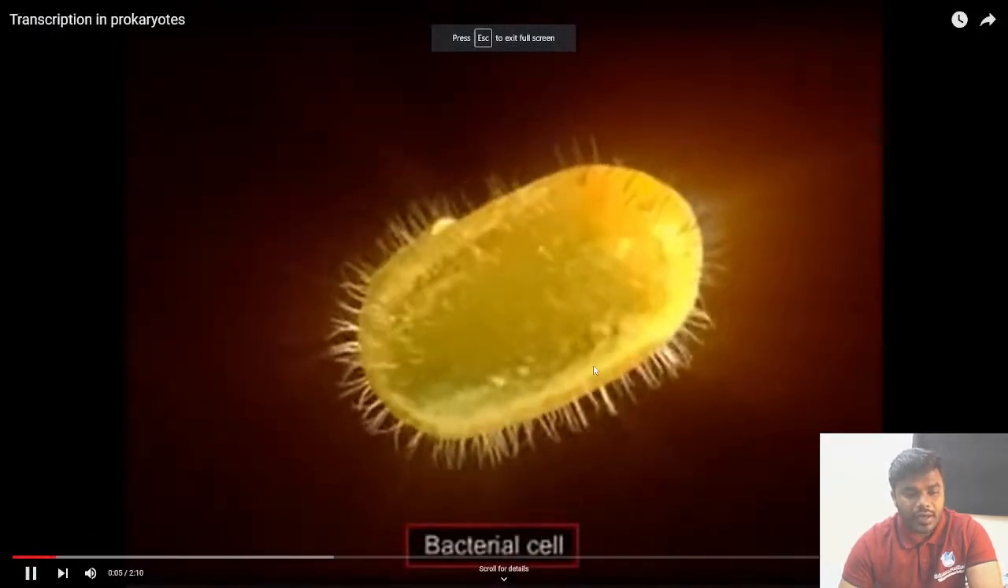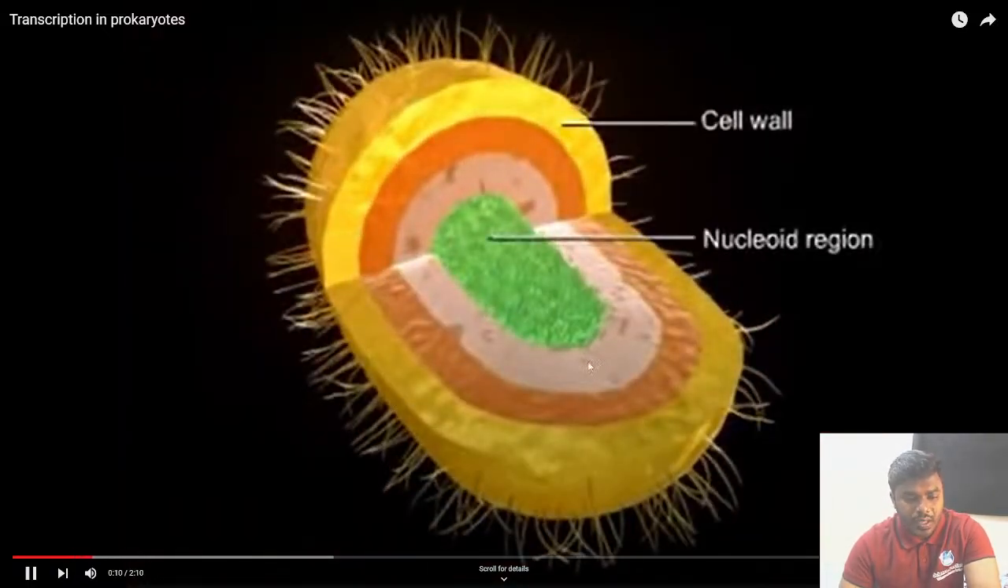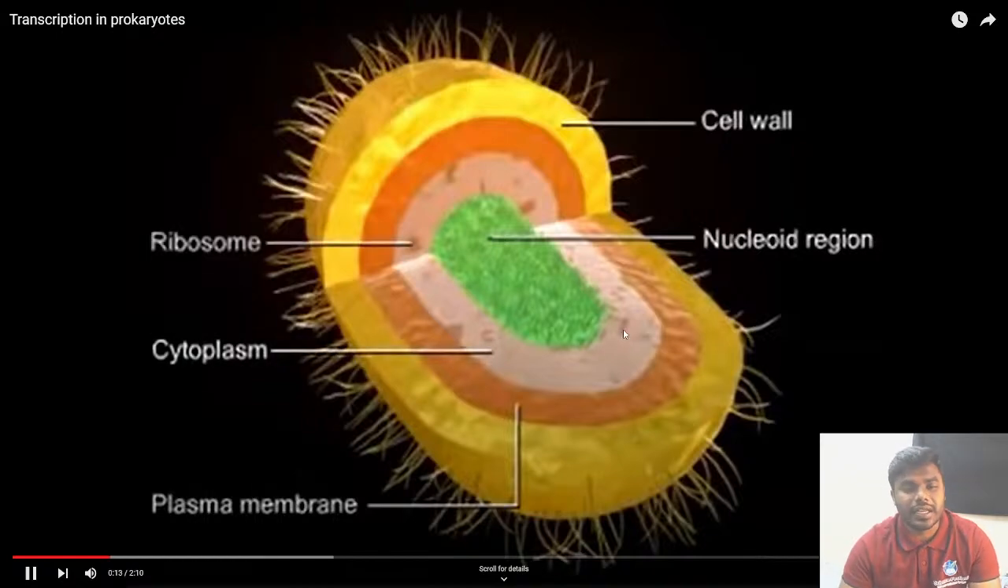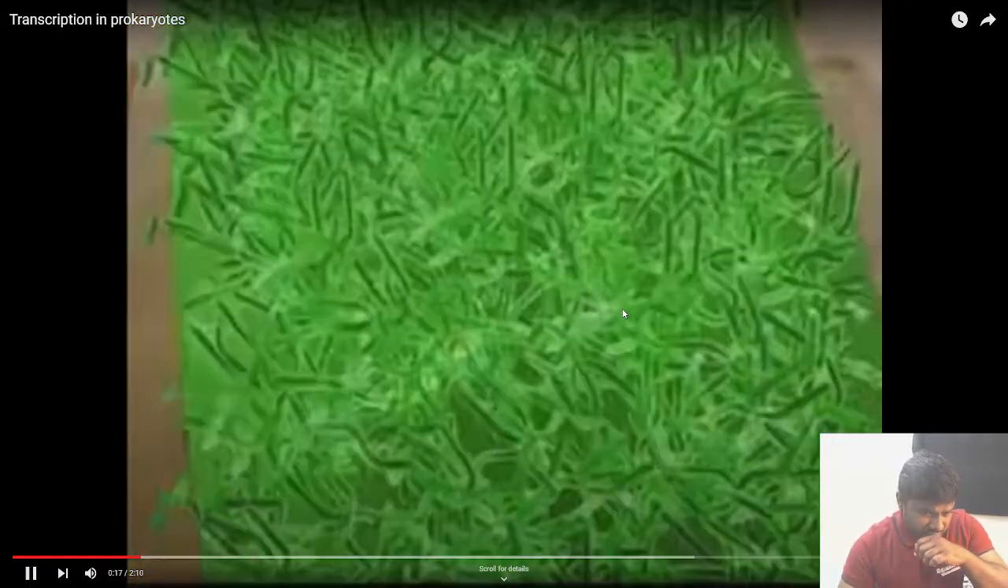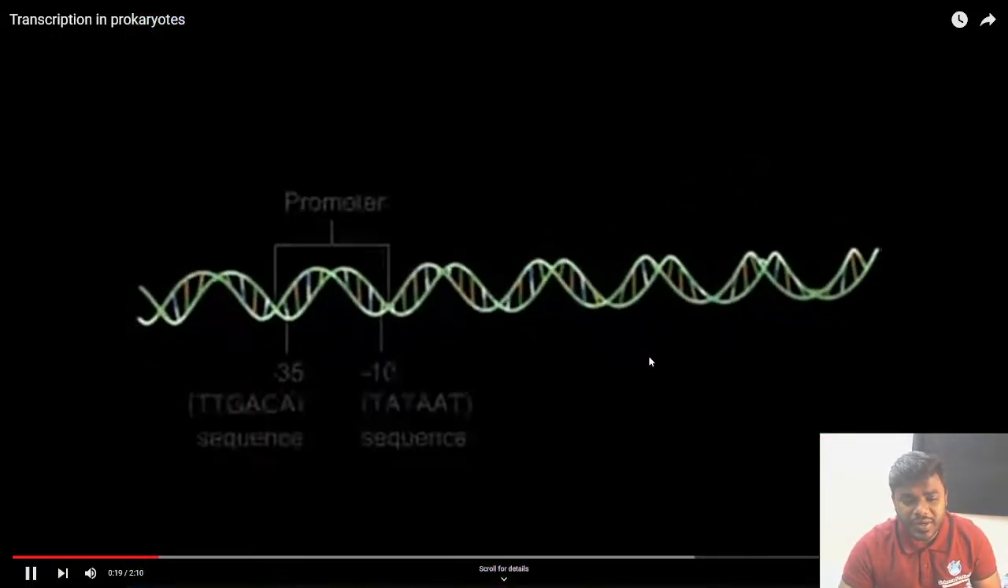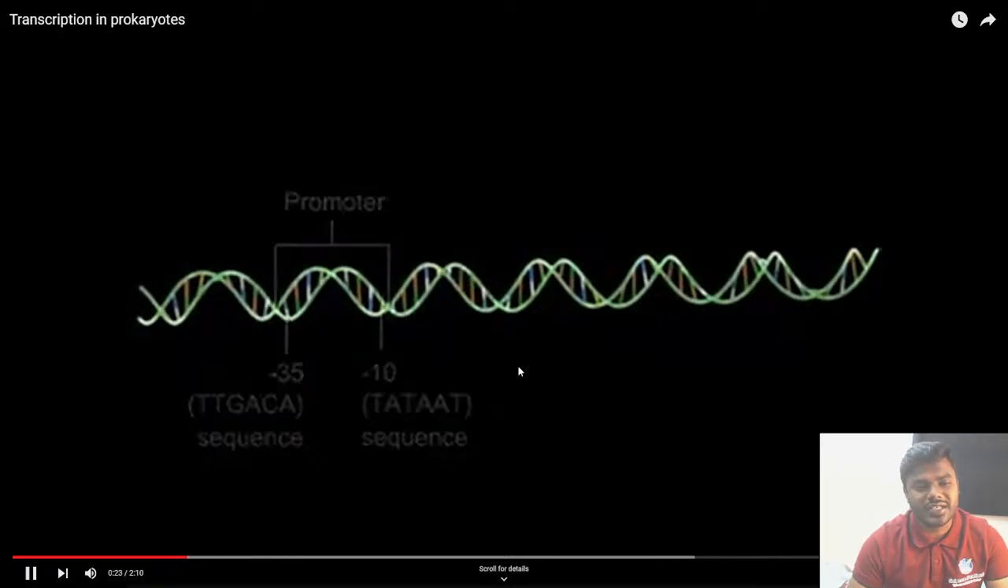Okay, so friends, every one of you please try to understand this particular concept very clearly. This is a bacterial cell. Inside the bacterial cell, you can see the DNA. Now friends, please pay attention. You can see in the picture very clearly, in this DNA there are two types of promoters. One promoter is located at -35 nucleotides, and one promoter is located at -10. You can understand it clearly.